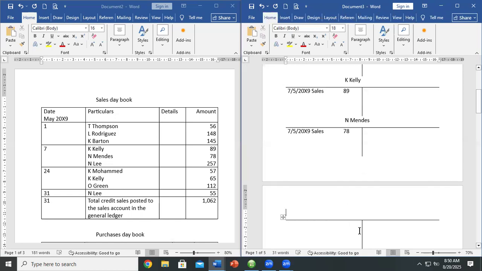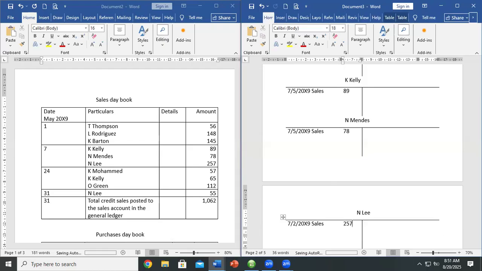So we go on to open N. Lee. So 7th May 20x9. Sales of how much? 257. So that's how you do it. Now we come to the next one. We have K. Mohammed. So we need to open K. Mohammed's account.